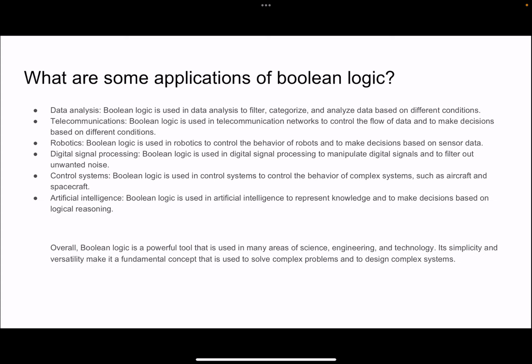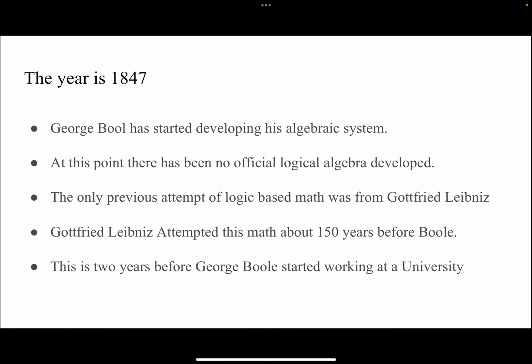Digital signal processing. Boolean logic is used in digital signal processing to manipulate digital signals and to filter out unwanted noise. Control systems. Boolean logic is used in control systems to control the behavior of complex systems such as aircraft and spacecraft. Artificial intelligence. Boolean logic is used in artificial intelligence to represent knowledge and to make decisions based on logical reasoning. Overall, Boolean logic is a powerful tool that is used in many areas of science, engineering, and technology. Its simplicity and versatility make it a fundamental concept that is used to solve complex problems and design complex systems.